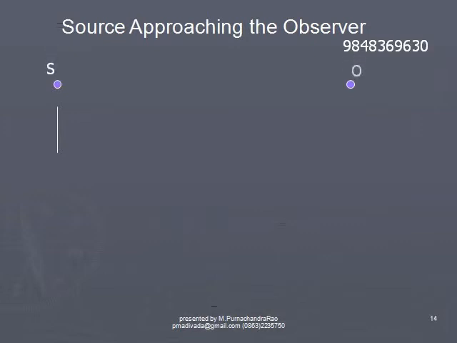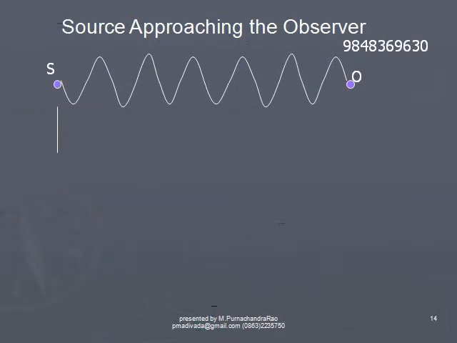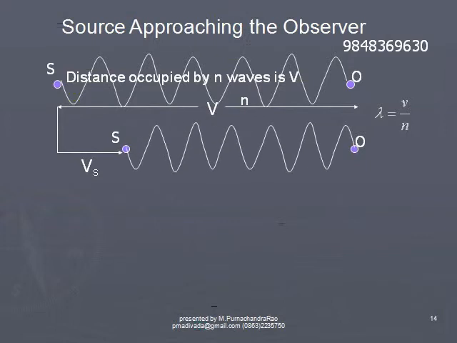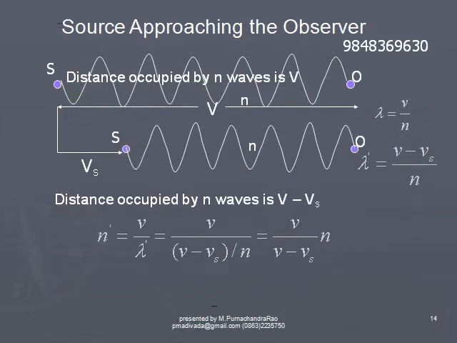The distance occupied by n waves is v, hence the wavelength lambda is v by n. After 1 second, the distance between the source and the observer becomes v minus vs. So, the wavelength lambda prime is v minus vs by n, since n waves will occupy the distance v minus vs. So, the new frequency, the frequency noticed by the observer, will be v by lambda prime. But lambda prime is v minus vs by n.